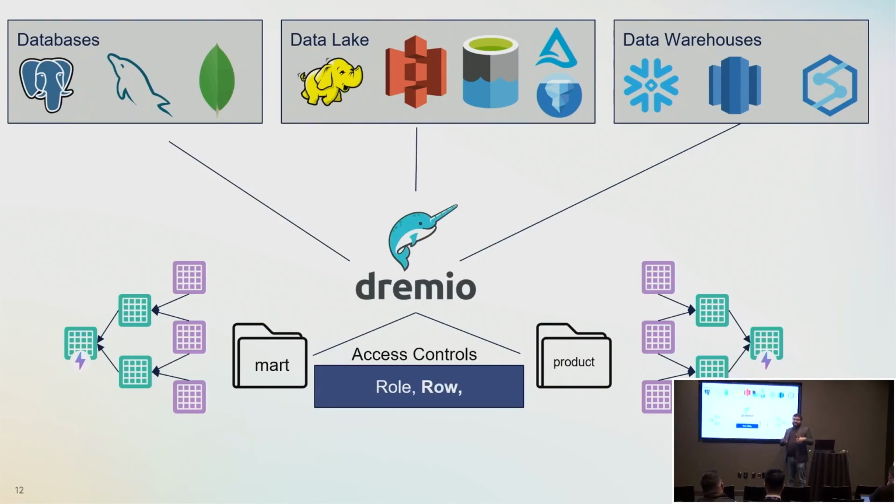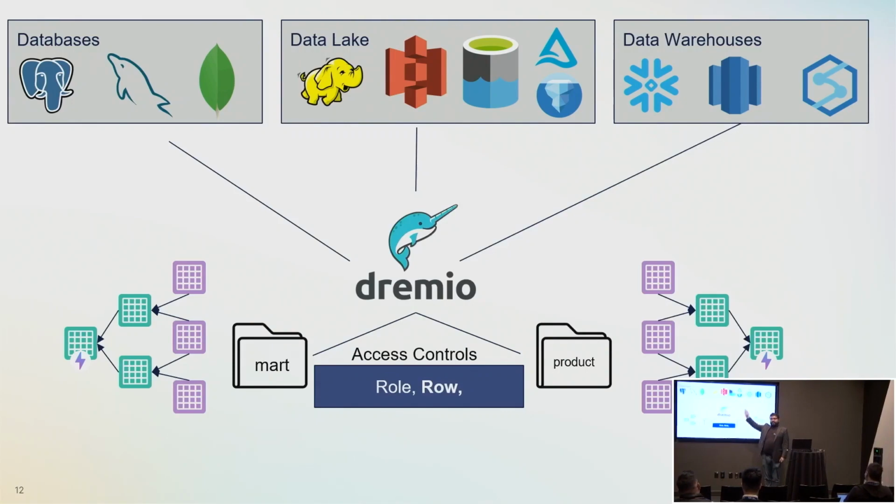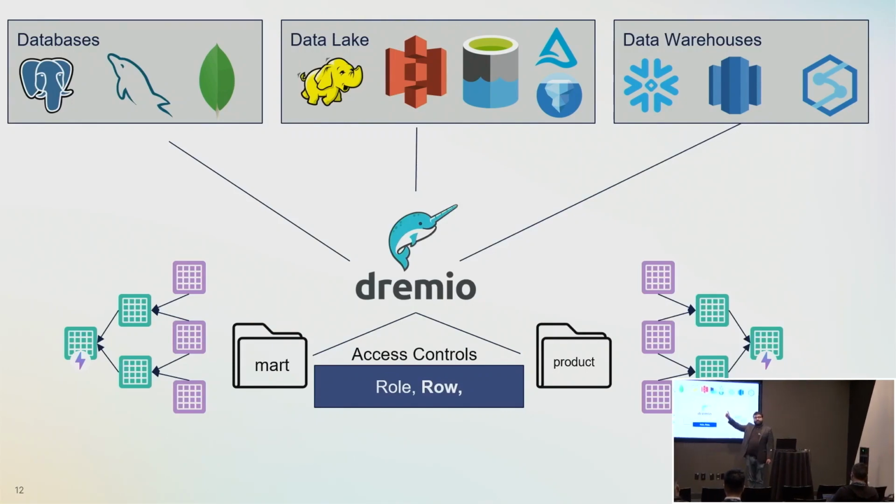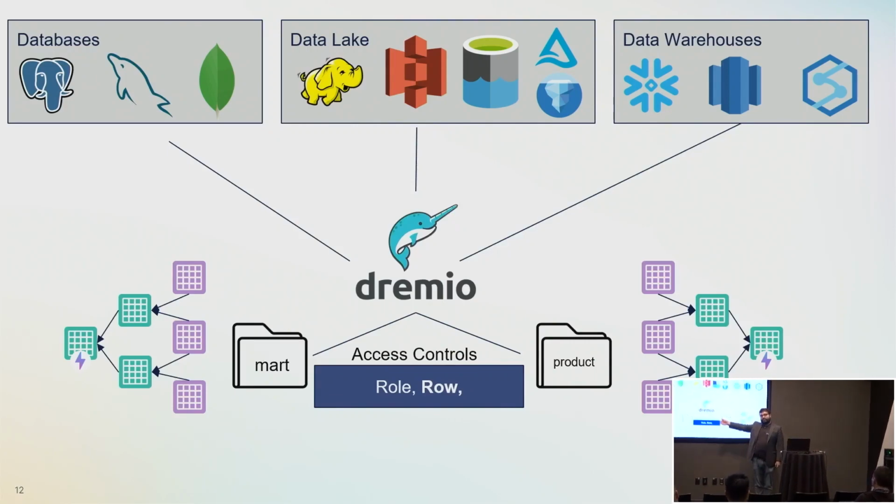I can do row-based access controls. Now, the way row and column-based access controls work in Dremio is you do it through a UDF. You would create a UDF, so a SQL function that returns a true or false, and depending on that will determine, okay, does this row or this column get exposed? And then you would apply that rule to that table.